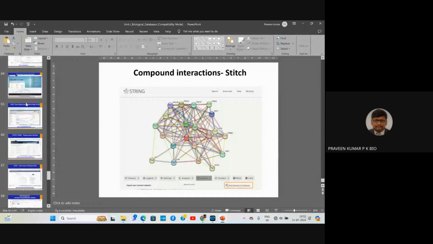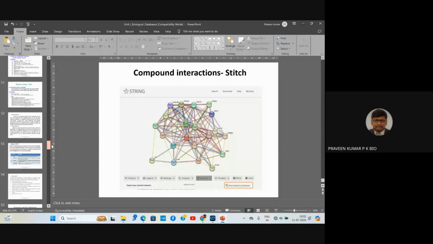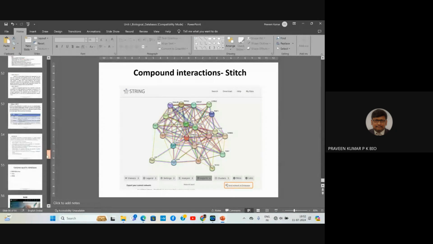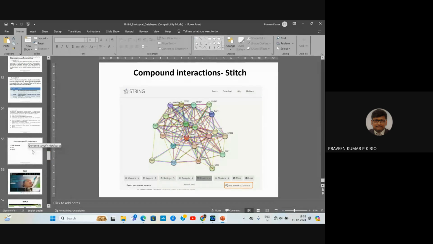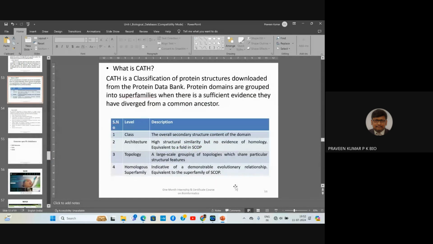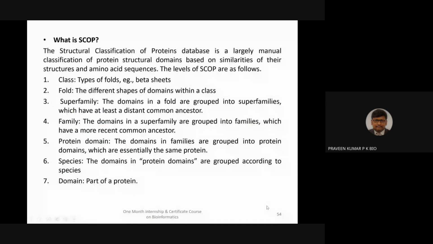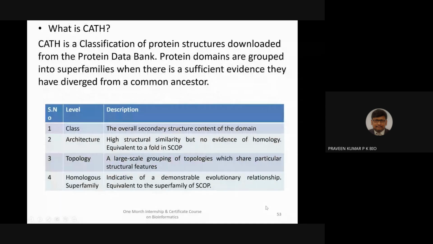Okay, so what you have learned today, majorly, is various cancer databases, specific cancer databases. We have discussed derived databases like what is CAT, what is SCOP, and how to go through them. Databases and how to search the data. So this information we have seen.